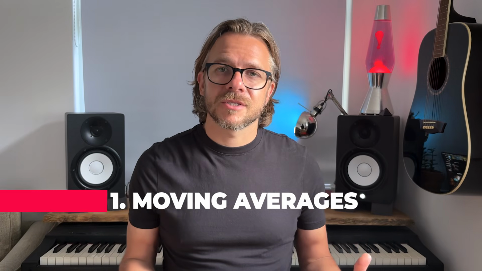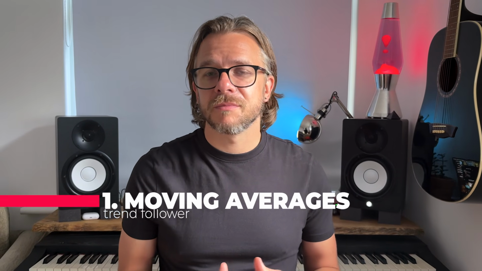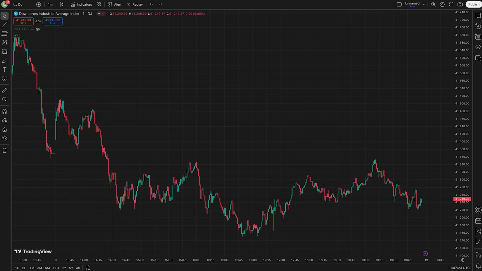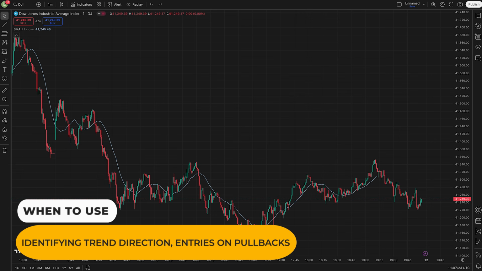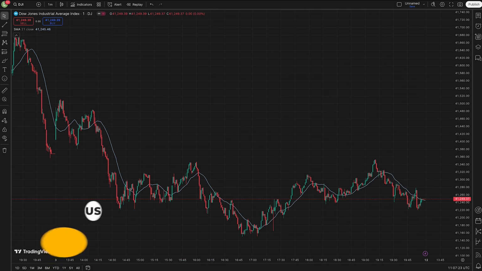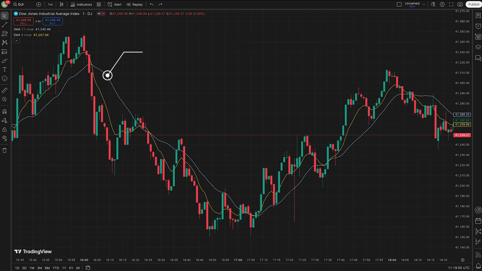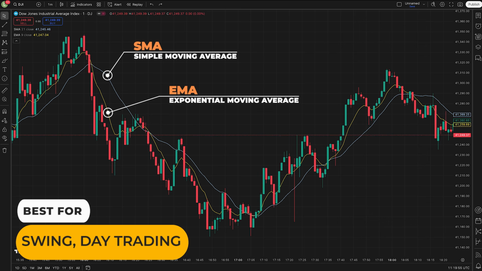A moving average smooths out price information by creating a line on the chart that constantly updates the average price over a certain period of time. This can really help to identify the overall trend direction by filtering out short-term price fluctuations. A simple moving average, SMA, gives equal weight across the average, while the exponential moving average, EMA, gives more weight to recent prices, making it faster to react.